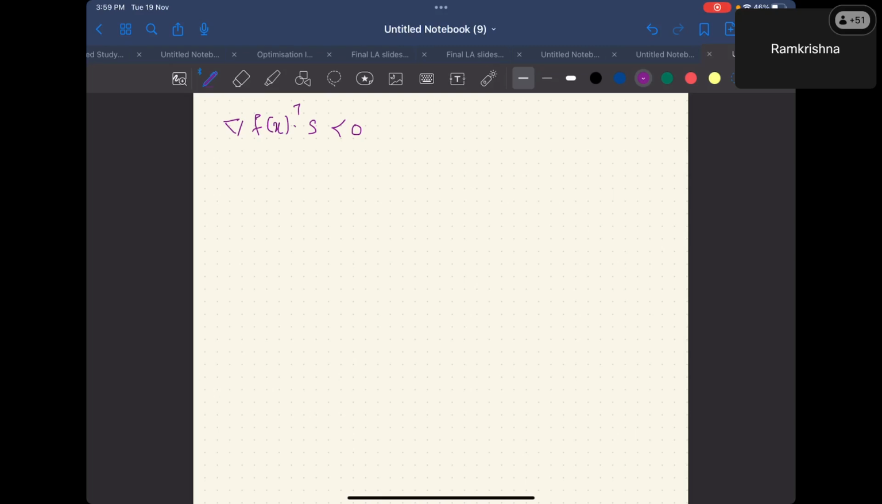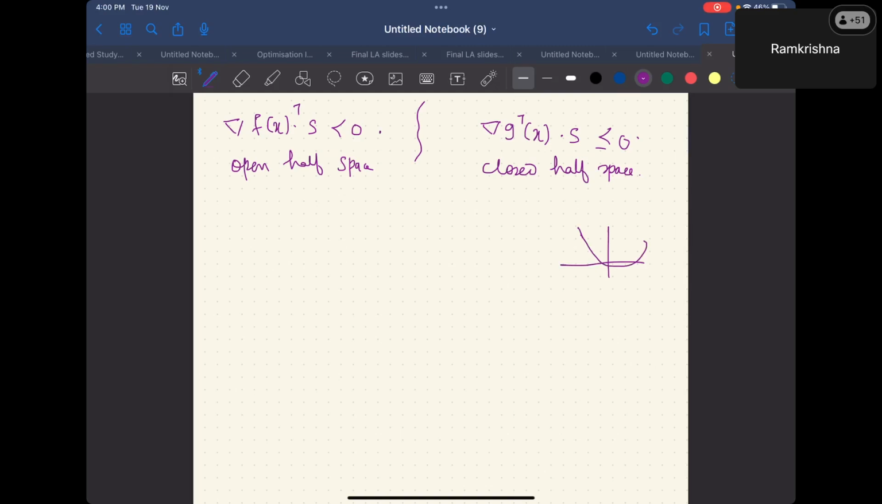And the second condition that I am looking at now is gradient of g of x times s is less than or equal to 0. Geometrically, this gives me an open half space, and this gives me a closed half space. Now at some point, when I keep moving in the right direction along this, I'm moving here, here, here, then there's some point of time I have to violate this, right?